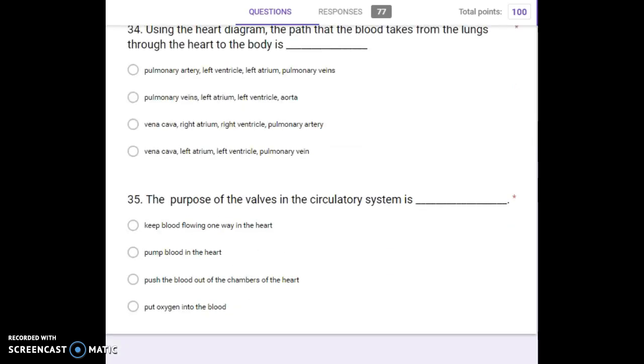Number 35. The purpose of the valves in the circulatory system is blank. Keep blood flowing one way in the heart. Pump blood in the heart. Push the blood out of the chambers of the heart. Put oxygen into the blood.